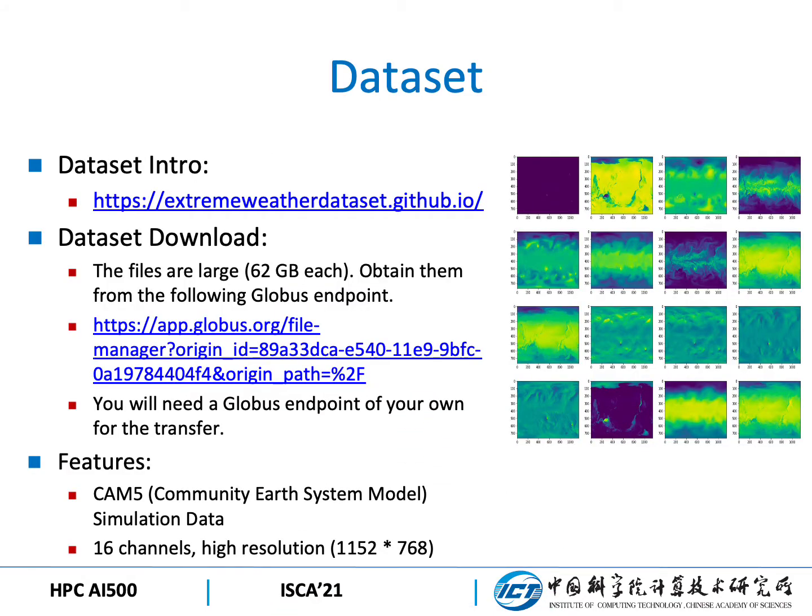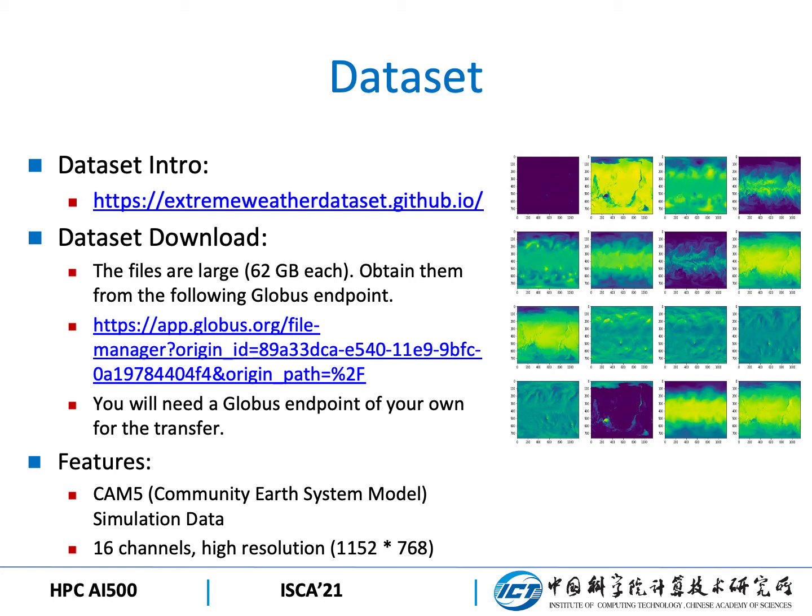The EWA dataset is made up of 26-year climate data. The data of every year is available as one HDF5 file. You can obtain this data by Globus endpoint. Each HDF5 file contains 2 datasets, images and boxes. The image dataset has 460 example images with 16 channels.